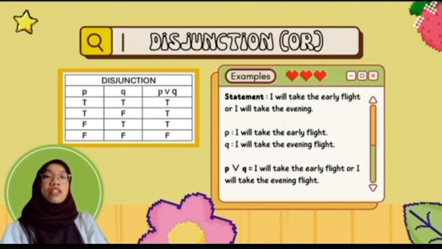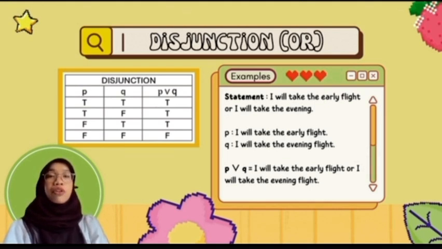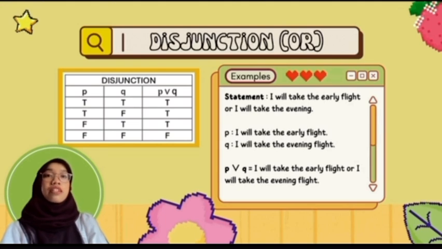For example, given P, I will take the early flight, and given Q, I will take the evening flight, the disjunction of P or Q means I will take the early flight or I will take the evening flight. The statement is true if one or both of the propositions are true, and the statement is false only if both of the propositions are false.